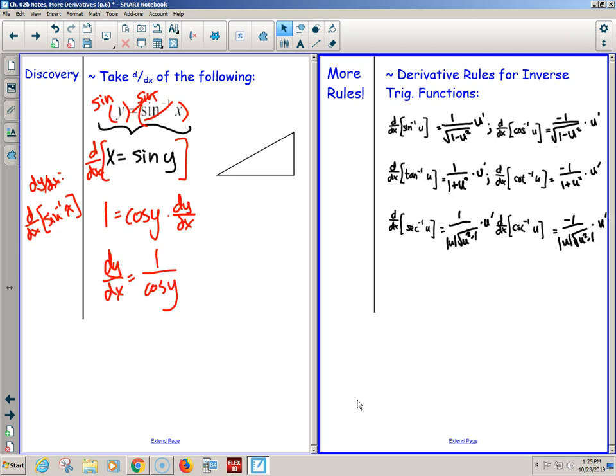So wait a minute. If it was really that easy, undoing the inverse, getting back to the original, taking an implicit derivative, then what on earth is this? The derivative of sine inverse of x would be 1 over the square root of 1 minus x squared times x prime. Oh, it's just 1. That does not look like that at all.